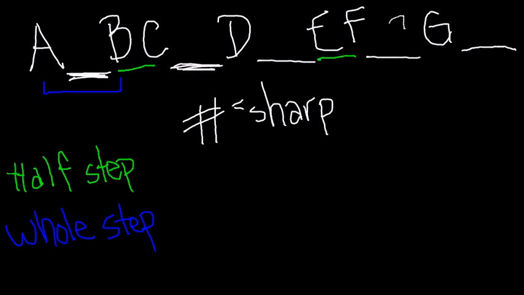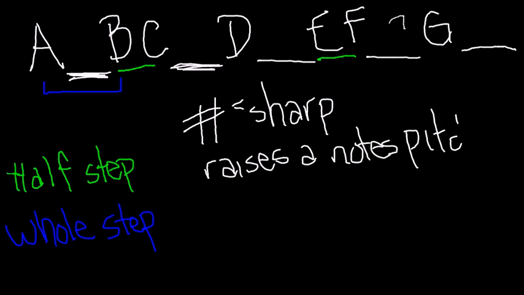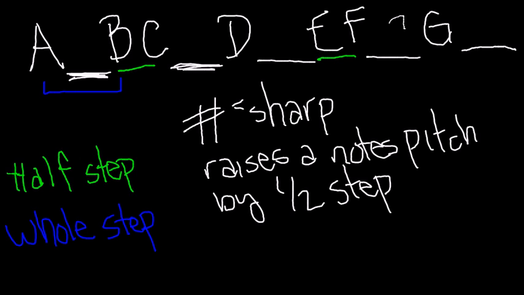So let's write that out. It raises a note's pitch by a half step. Well, we just discussed what a half step was. So this equals a sharp. That's what that symbol is. That symbol is a sharp, and a sharp raises a note's pitch by a half step.